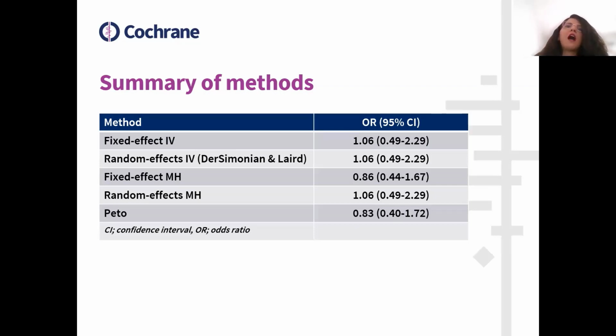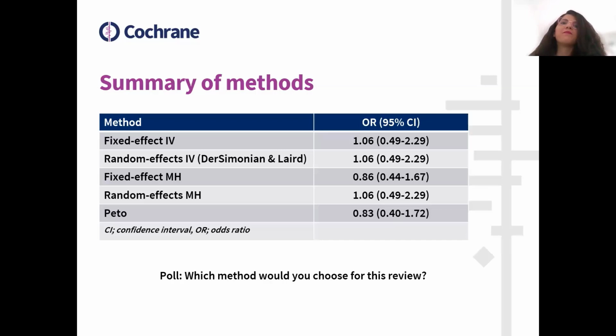So my question to you right now would be, if you were one of the authors of this review and you would like to analyze this data, which method would you choose? So we have a poll for you. The possible answers are none, fixed effect inverse variance, random effects inverse variance, fixed effect Mantel-Haenszel, random effects Mantel-Haenszel, and Peto. The correct answer is only one, but this is quite tricky. So I'll give you a couple of minutes to answer this poll.